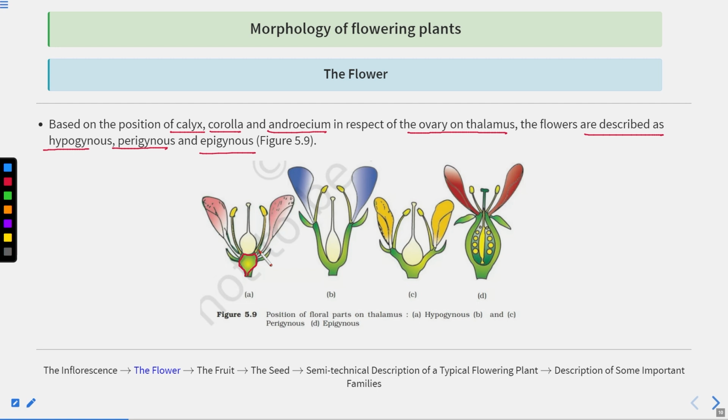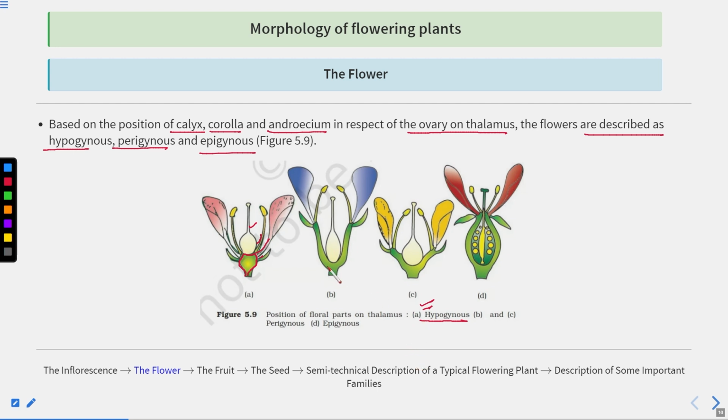And all the floral parts are present above the thalamus. You can see this carpel, this androecium, these petals, sepals, all are present above it. Okay, so this is called the hypogynous type of flower. Hypogynous.